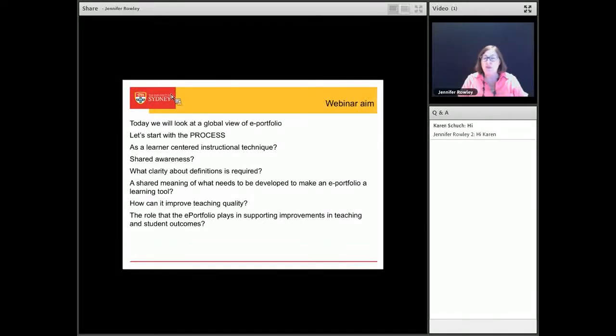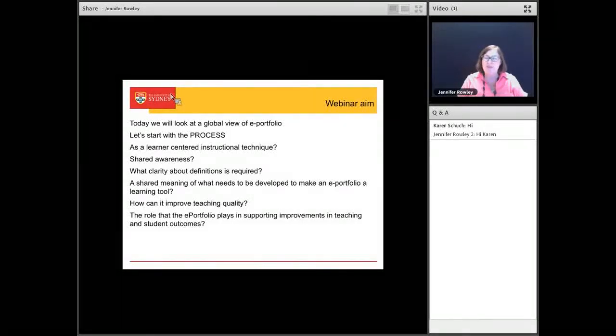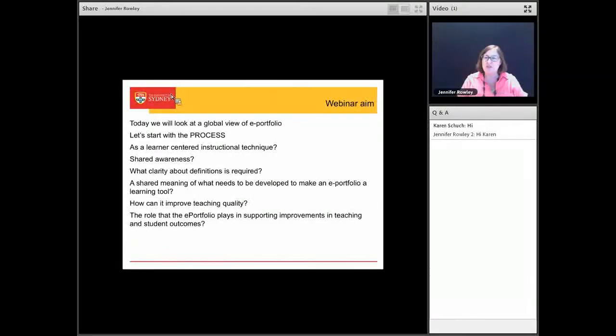Many of you are using ePortfolio as both a process and a product very successfully, because I read most of the research and literature that comes out of Australia about electronic portfolios. What I think we don't have, though, across the Australian tertiary sector is a shared meaning. And the shared meaning that I'm talking about is about the need that we need to really specifically look at for making ePortfolio a learning tool.